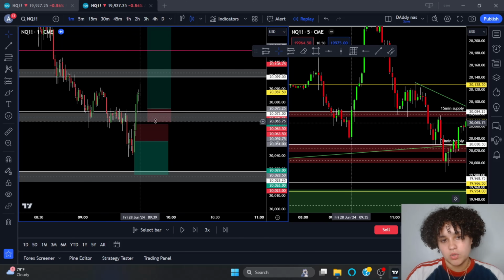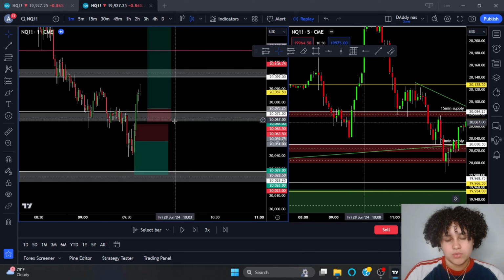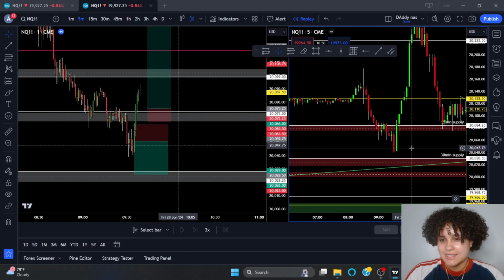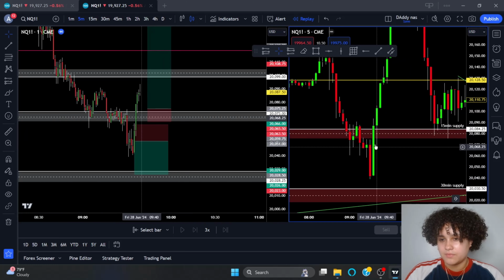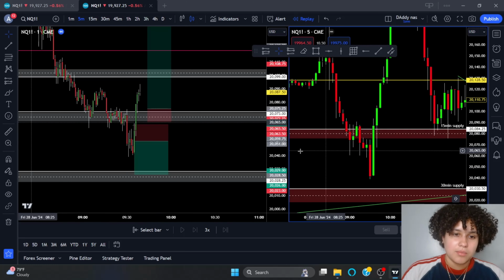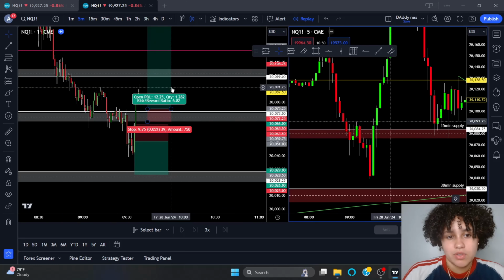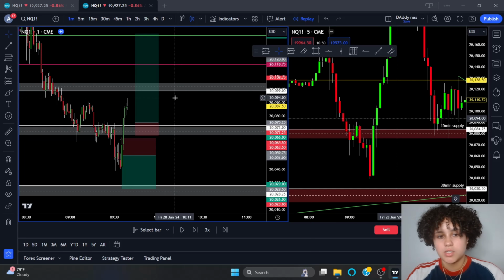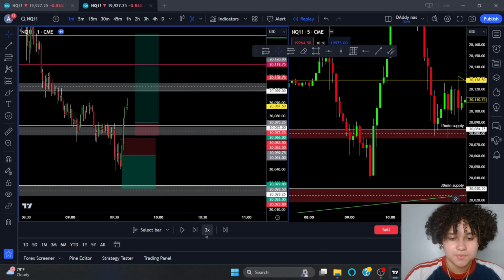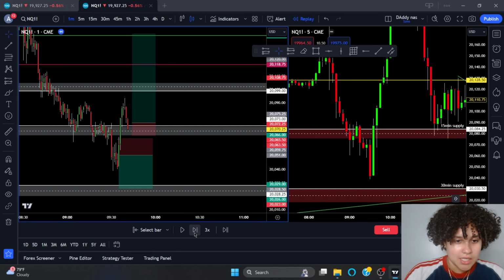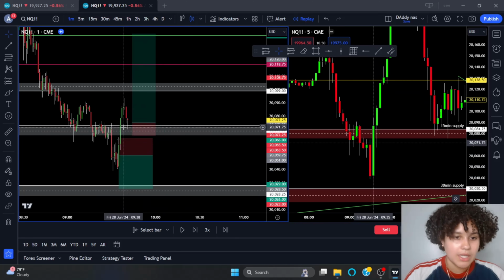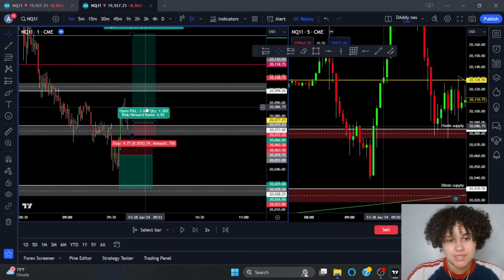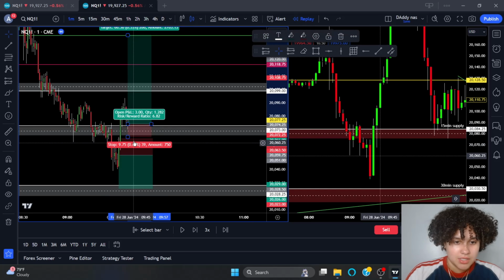I saw that we broke out of this zone. I could have gotten in a buy, but I didn't. Probably because it probably took off without me. Who knows? Or I just wanted to be more careful with my trade. But I waited. Then I saw it retested that zone, and I saw this weak candle over here, and that's exactly when I got in a buy.